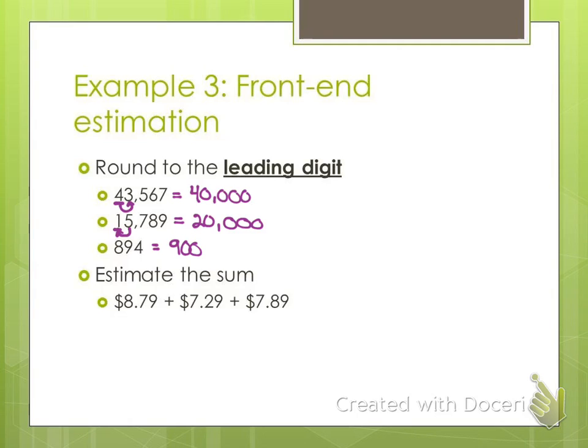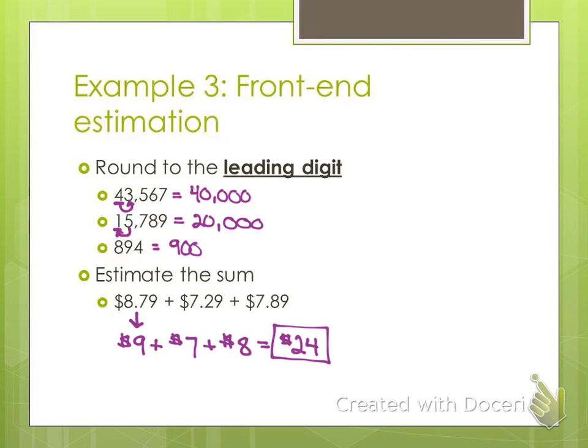Whenever you're asked, anytime on your homework assignments, quizzes, or tests, if you're asked to estimate the sum or estimate your answer, you are going to solve it this way. You're going to estimate to the leading digit. Use front-end estimation. So if I'm going to do $8.79, estimate that using front-end estimation, what's it going to be? $9. What about $7.29? $7. What about $7.89? $8, making a total of $24.